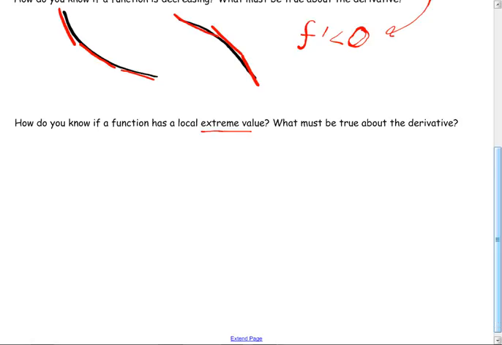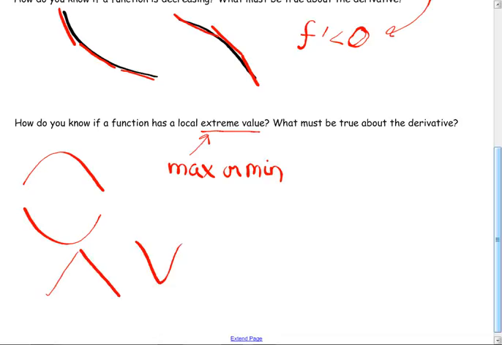Okay. How do you know if a function has an extreme value? Oh, by the way, what's an extreme value? Well, any max or min, actually. So if they ask you to find the extreme values, you're going to find all of them. And what must be true about the derivative if you're looking not at the endpoints, but in the interior, if you have a max or min? Here's a maximum, here's a minimum, here's a maximum, and here's a minimum. What's true about my derivative at those max or min points? That's right, the slope is either 0 or it does not exist.